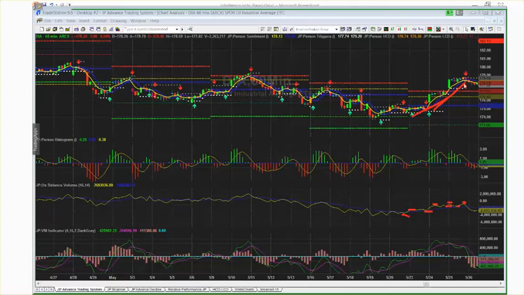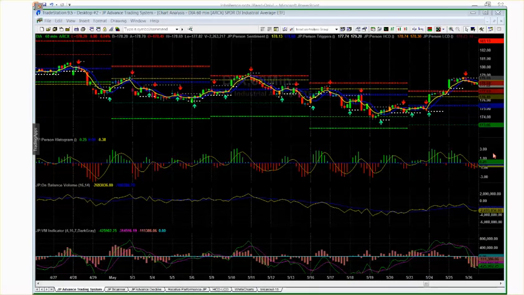So this is a different proprietary volume tool. That's my own personal thing that people always ask me about, but that's for another time.